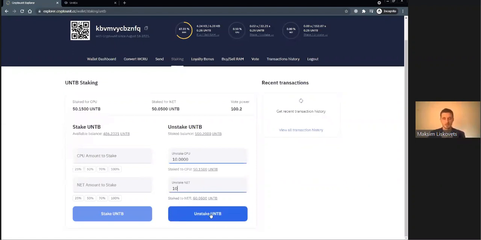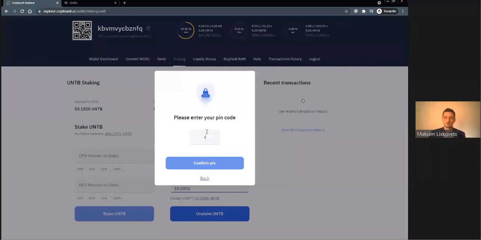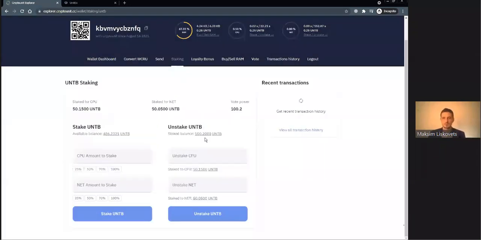So this is the UNTB, guys, in this box. And we click unstake UNTBs. Again, you have to enter your PIN code for confirmation. You confirm it. And again, you see that the transaction has been completed successfully. Please pay attention that we have now this information popping up here. 10 UNTBs were unstaked from net and 10 UNTBs were unstaked from CPU.